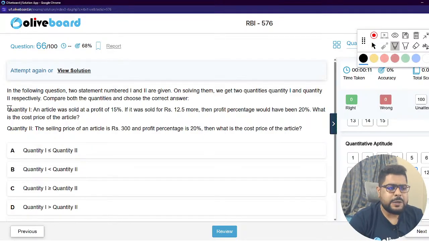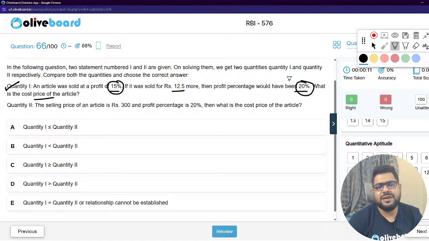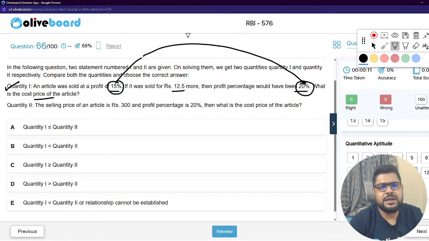Next one. Q1, Q2, quantity comparison. Sold at this much. This is nothing. Sir, always see this. This 15% profit, this 20% profit. Whatever it might be, remember, profit or loss, whatever it might be, it is always calculated on CP. 15% profit means 15% of CP. 20% profit means 20% of CP. So this profit has increased by how much? By 5%.